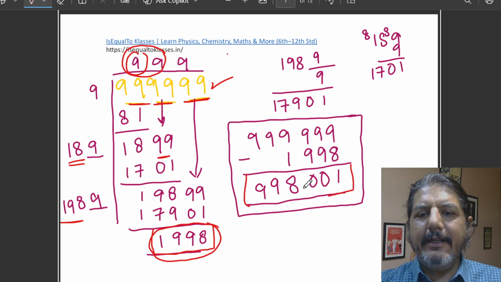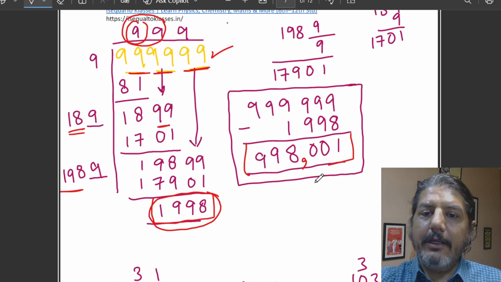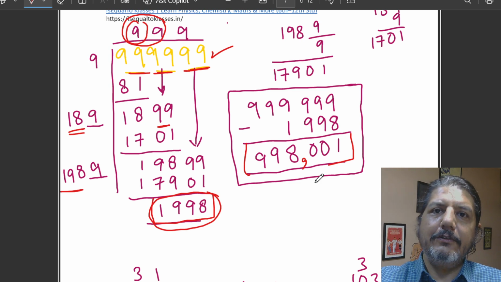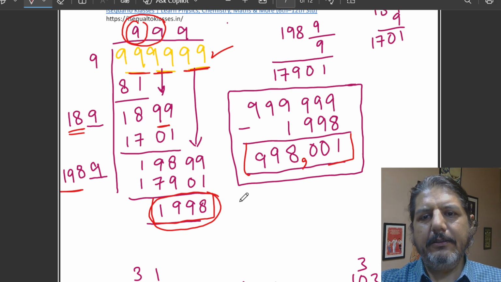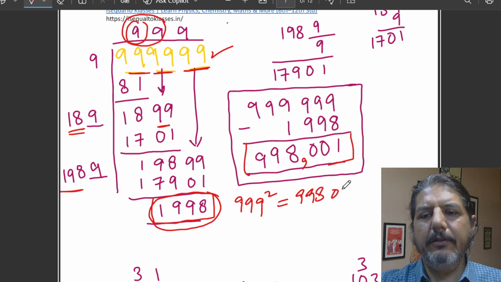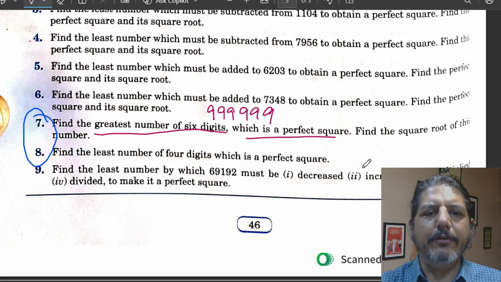So 998001 is actually the number. 998001 is the greatest 6-digit number which is a perfect square, and the square root of this number is 999. So 999 square is 998001.